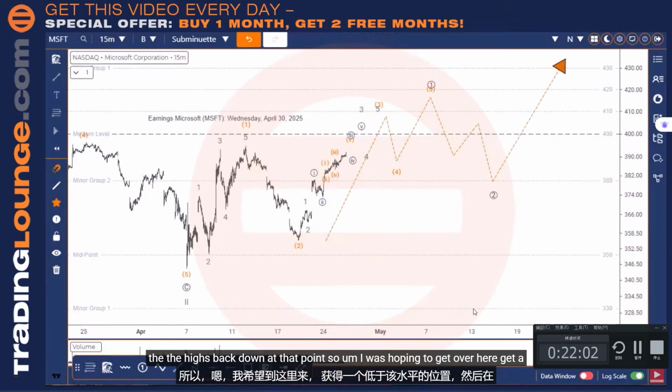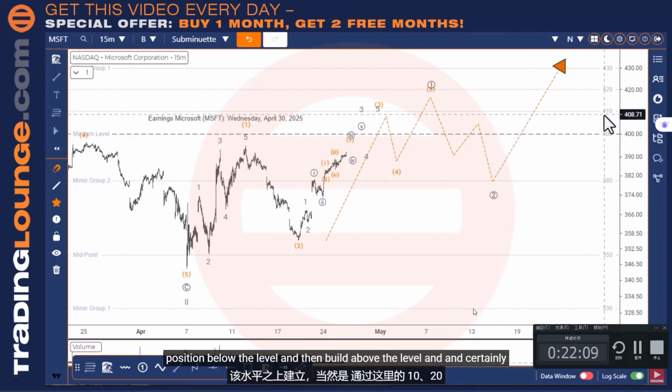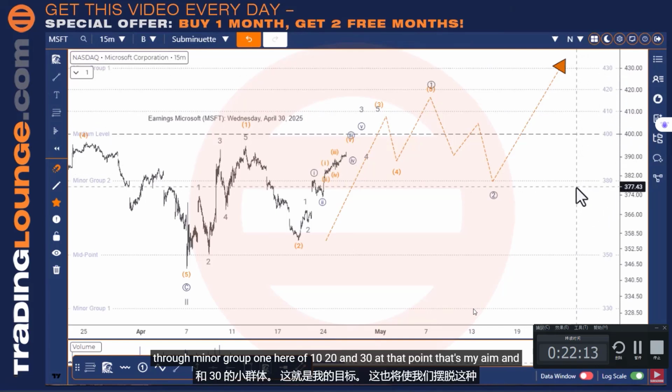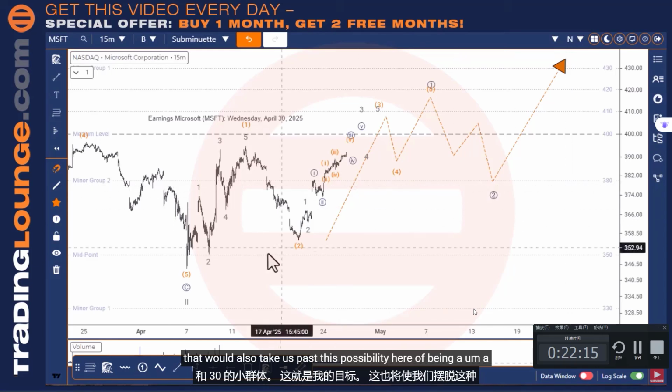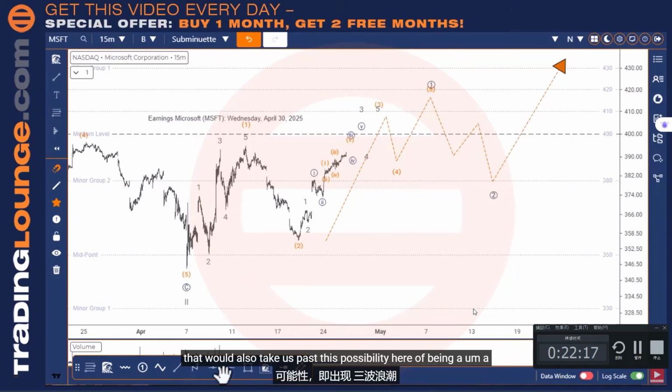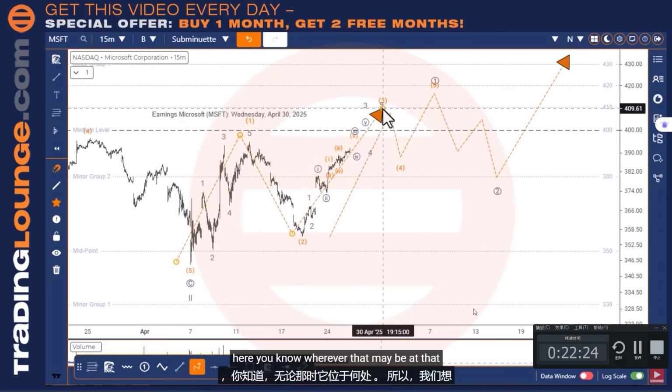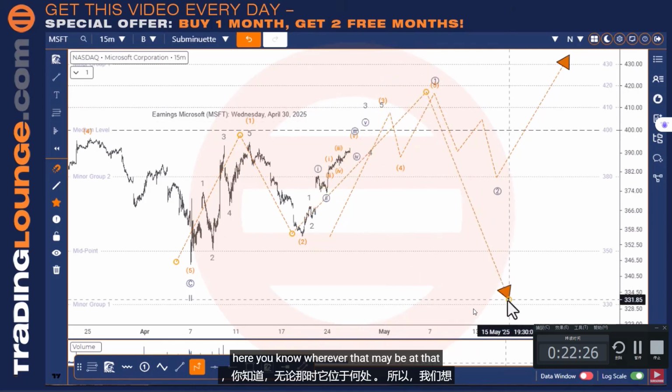So I was hoping to get over here, get a position below the level, and then build above the level, and certainly through minor group 1 here of 10, 20 and 30. At that point, that's my aim, and that would also take us past this possibility here of being a 3-wave move here, wherever that may be at that point.